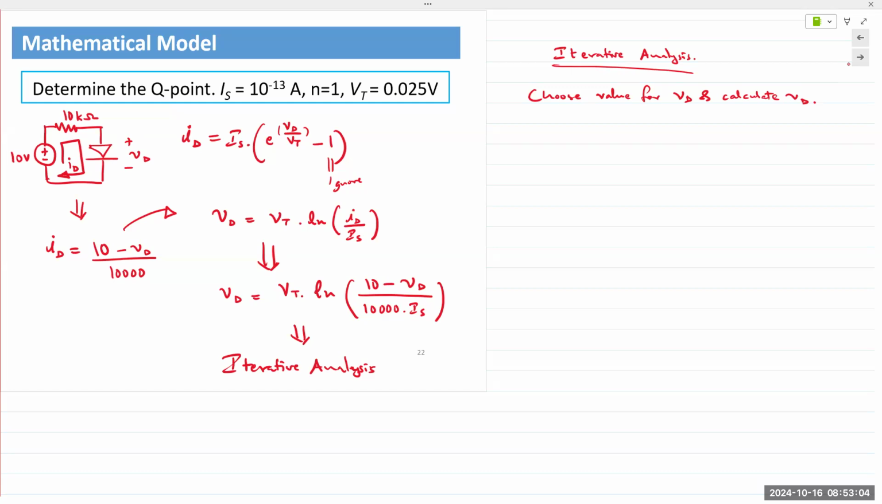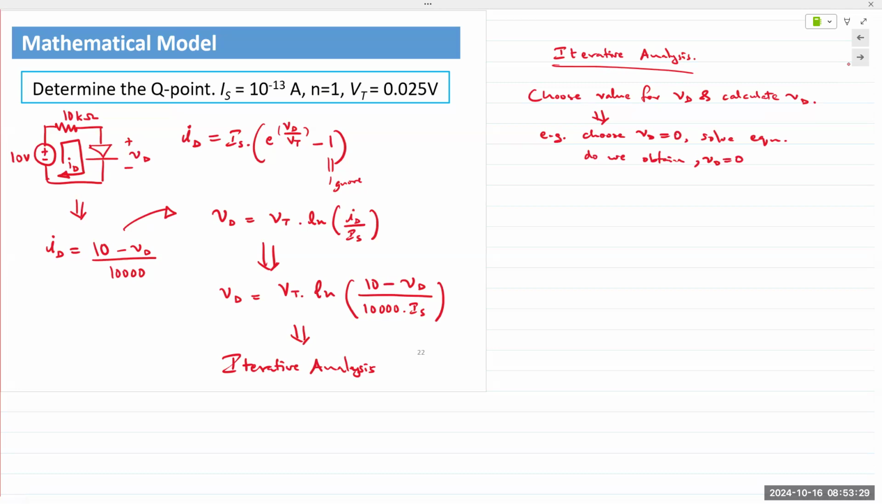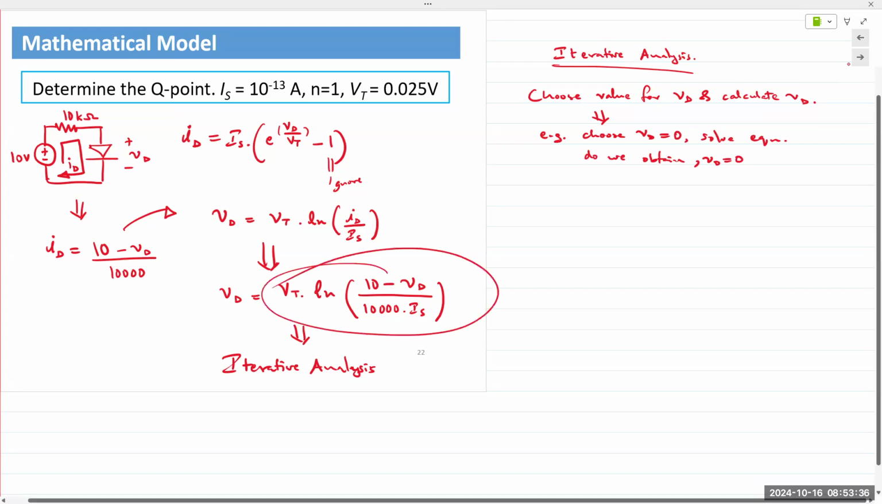Do we obtain VD equal to 0 or not? Meaning, choose VD equal to 0, solve the equation. Do we obtain VD equal to 0? If we obtain VD equal to 0, then yes, our assumption is correct. If not, we go back and choose a different value for VD. We again solve this equation and then see what the answer is for VD.